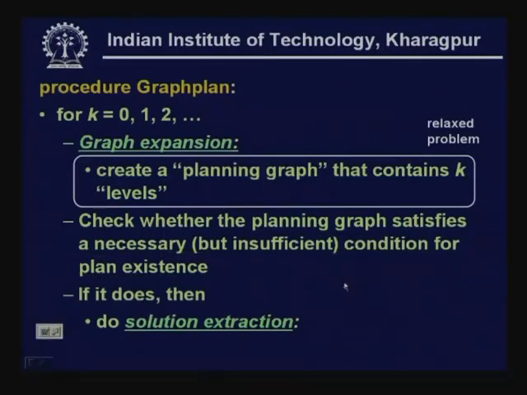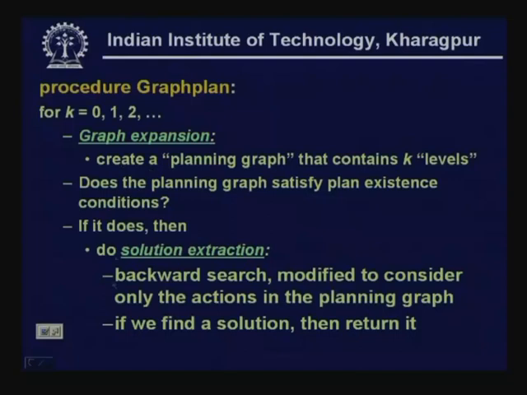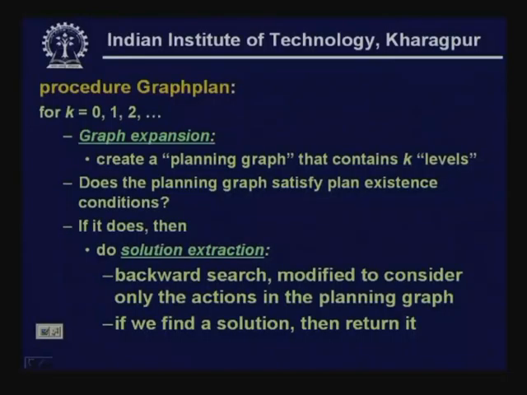In the solution extraction phase, we consider only the planning graph that we have and we do a backward search from the goal state. In this backward search in the planning graph, we consider only those actions that are present in the planning graph, and this is what constrains the search space. Now, as a result of solution extraction by backward search through the planning graph, if we find a solution, then we return the solution.